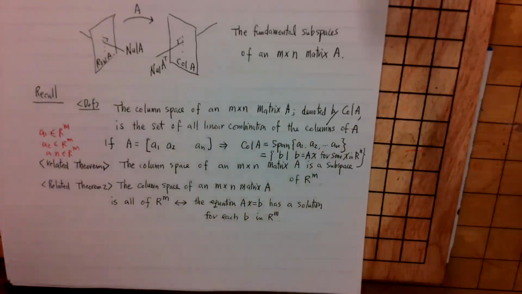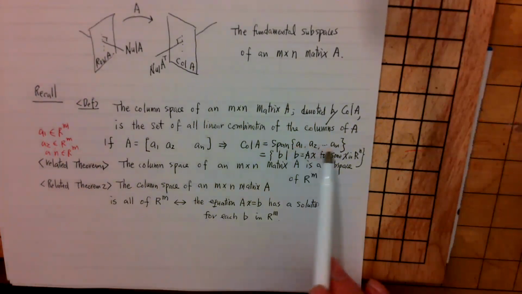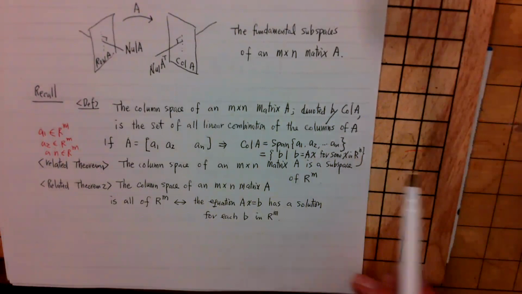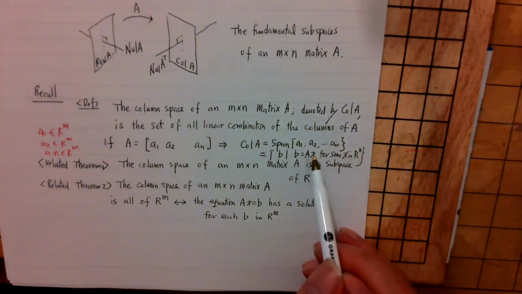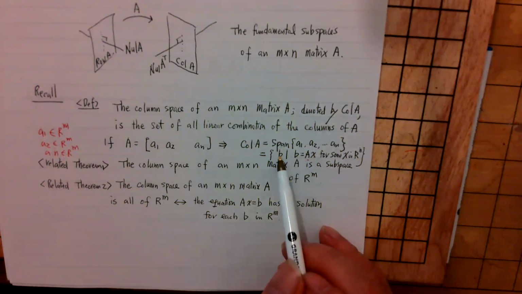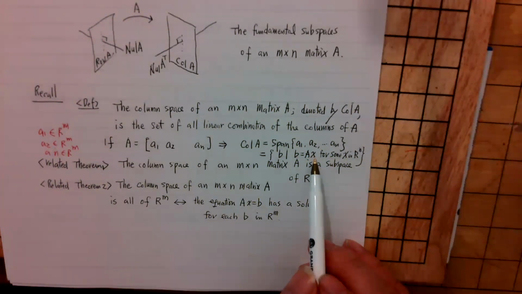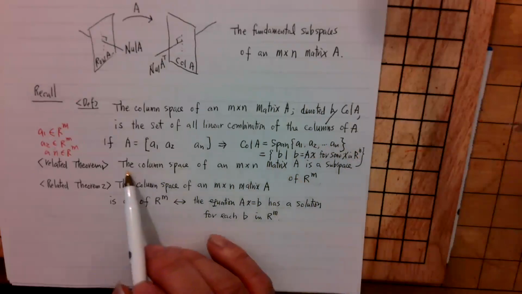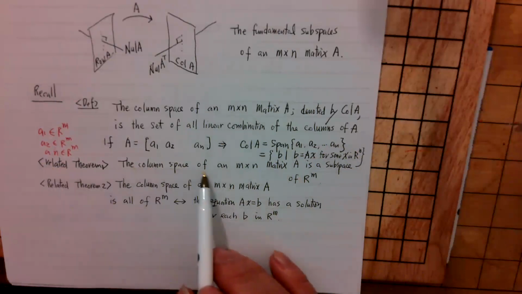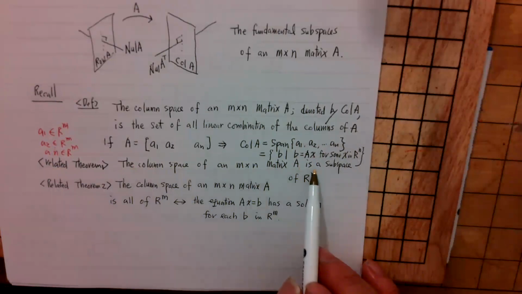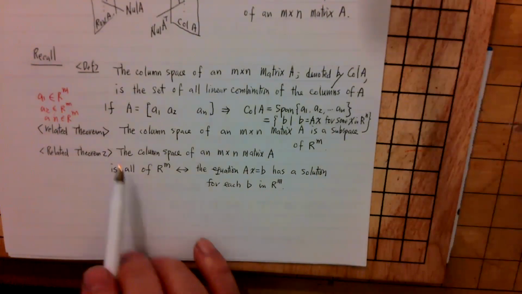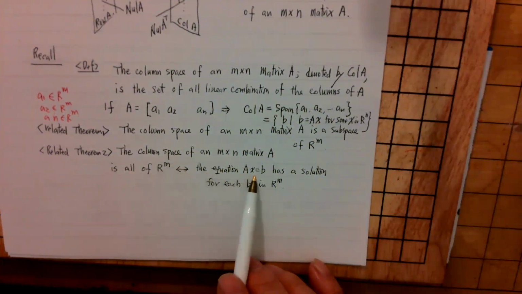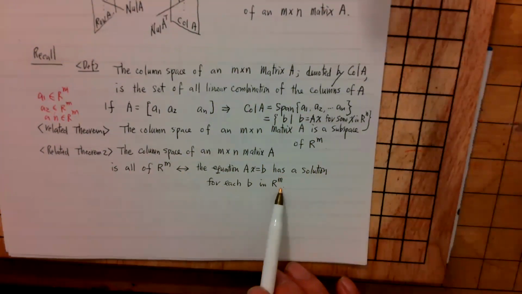And what is the meaning of the column space spanned by A1 to An? It is Ax for any x in Rn. If they multiply, that gives you B, and you collect all those B. So it is formed by the linear combination of A1 to An. And look at the related theorem: the column space of an m by n matrix is a subspace of Rm. The column space of A is all in Rm. So the equation Ax equals B has a solution for each B in the column space.